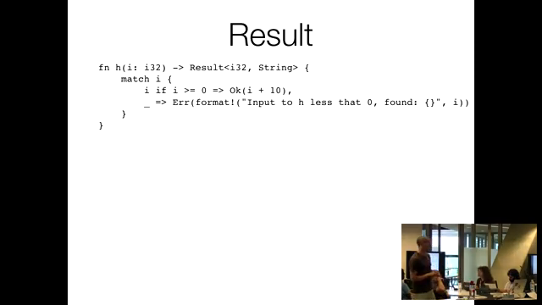So I'll just show that in action. Here we've got a very small, slightly silly function. It takes an integer and it returns a result where the success value is an integer and the error type is a string. In this case, it's just going to be a message about what went wrong. And we're going to use the pattern matching construct match again on the input. And if it's a positive integer, we're going to return success, and we're going to add 10 to the input. And if it's negative, then we're going to give you an error message.